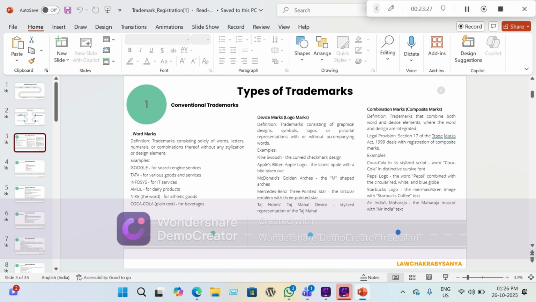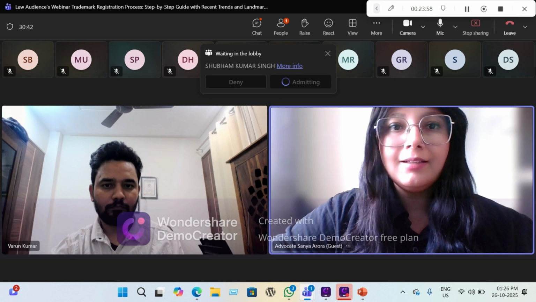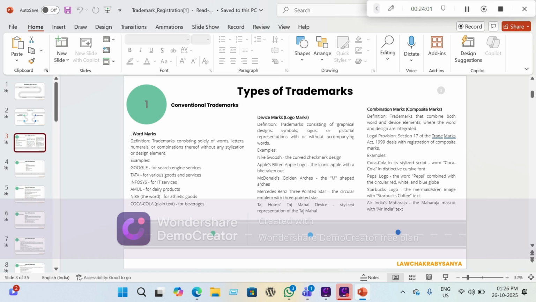So, if it is a word mark, only the word, the way it is spoken or the way it is written, gets protected. So you also have to give the category of marks in your trademark application. You'll have to write whether it is a word mark or a device mark or a composite mark. So a word mark will only protect the word. So if you're protecting the word mark McDonald's, then it will only protect McDonald's.